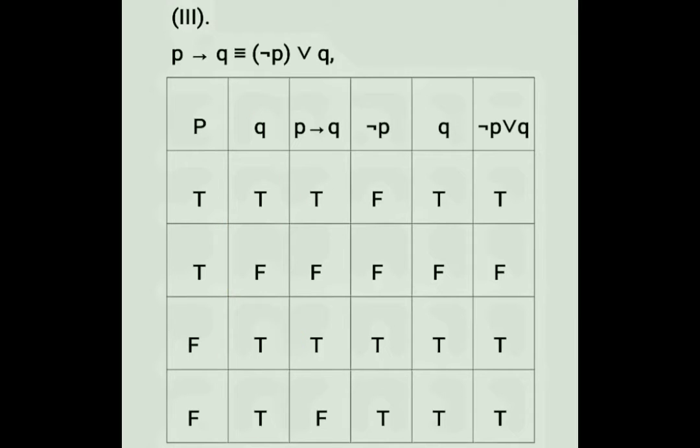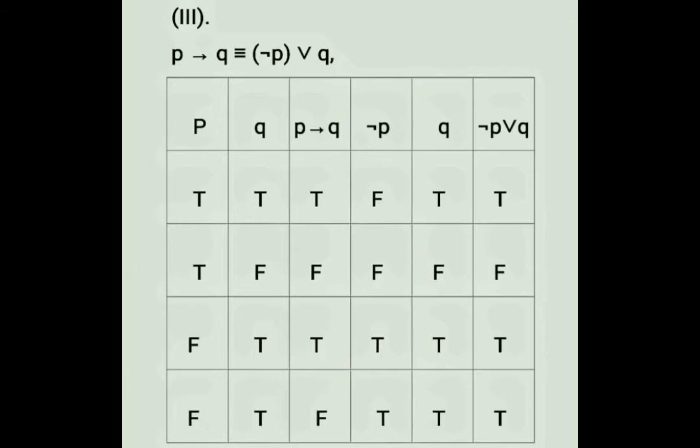In the third column, we have to get the value of P implies Q. If P is true and Q is true, then P implies Q becomes true. If P is true and Q is false, then P implies Q becomes false. If P is false and Q is true, then P implies Q becomes true. If P is false and Q is false, then P implies Q becomes true.